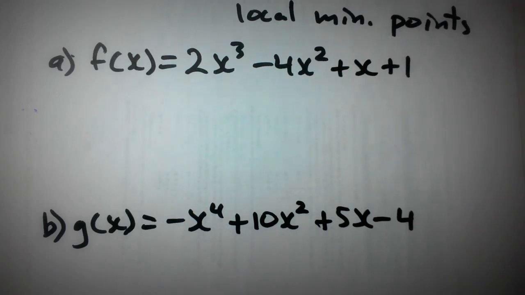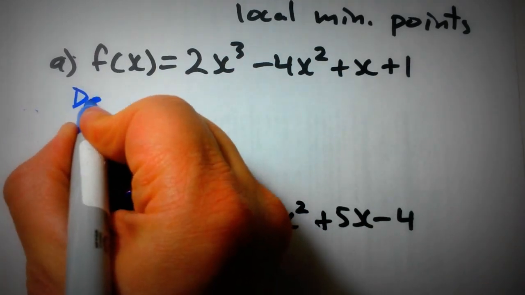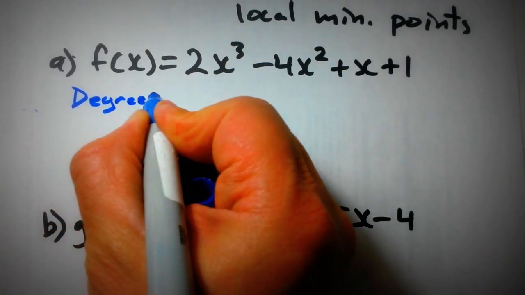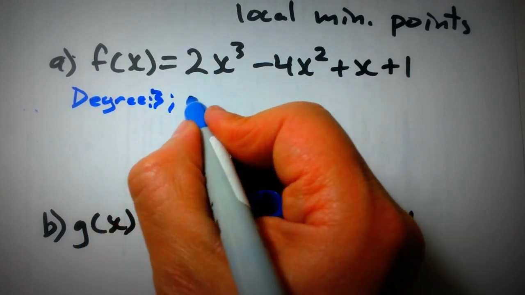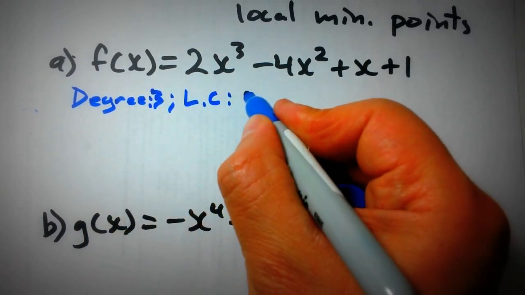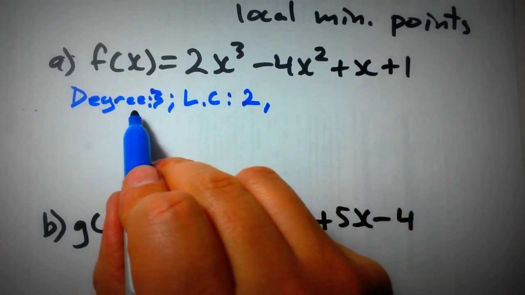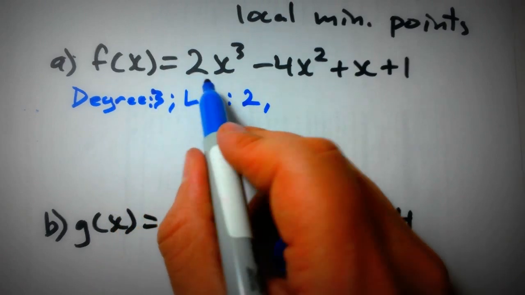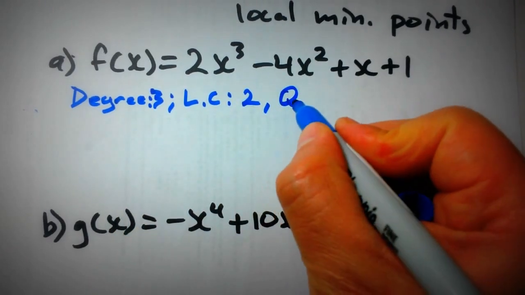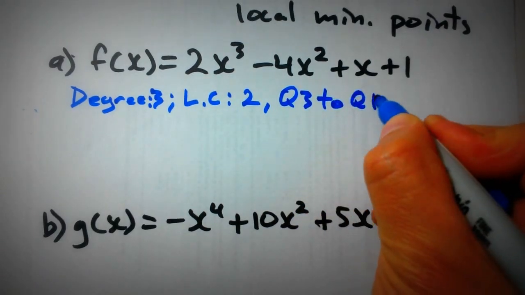What's the degree of this function? We look at the highest degree and we know that it is 3. So let's write that down. And the next thing, we know that the leading coefficient happens to be 2 and it happens to be positive. And that tells us that if it's an odd degree function and the leading coefficient is positive, this function is moving from quadrant 3 to quadrant 1.